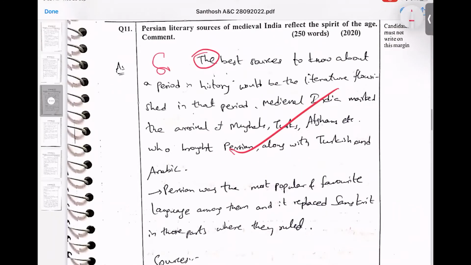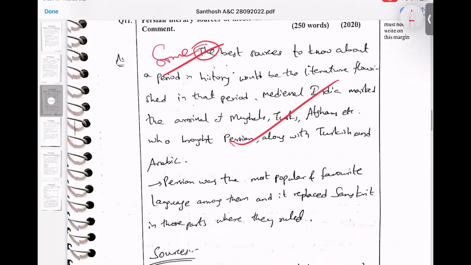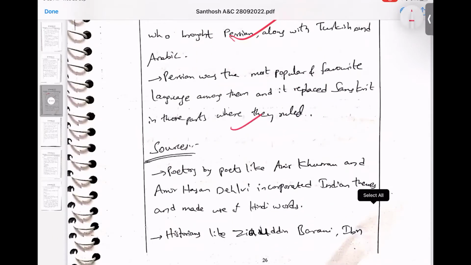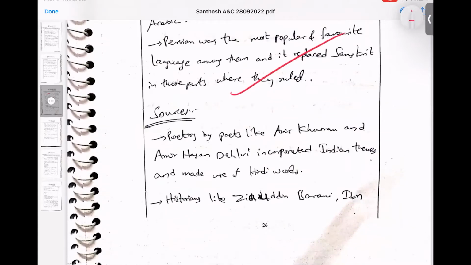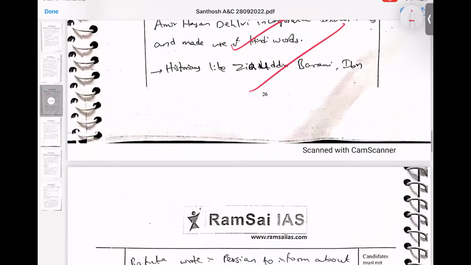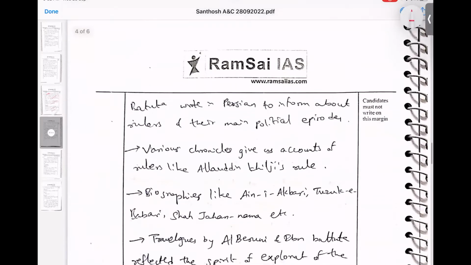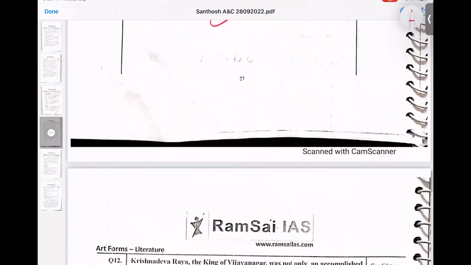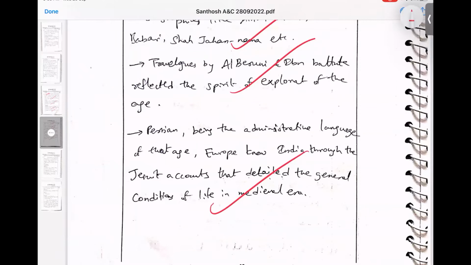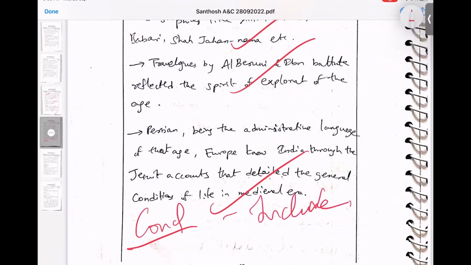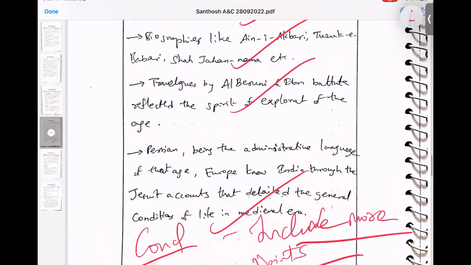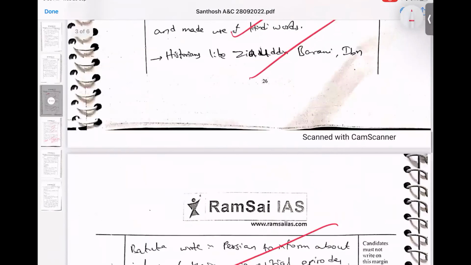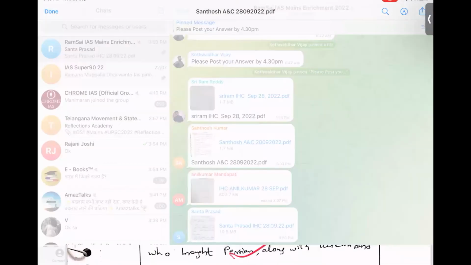Some of the best sources, Ziauddin Barni, Batuta. Okay, you should write a proper conclusion and include more points. Santosh? Yes, sir. The points which we discussed, right? Yes, sir. And then a proper conclusion on what is the role of this Persian literature.